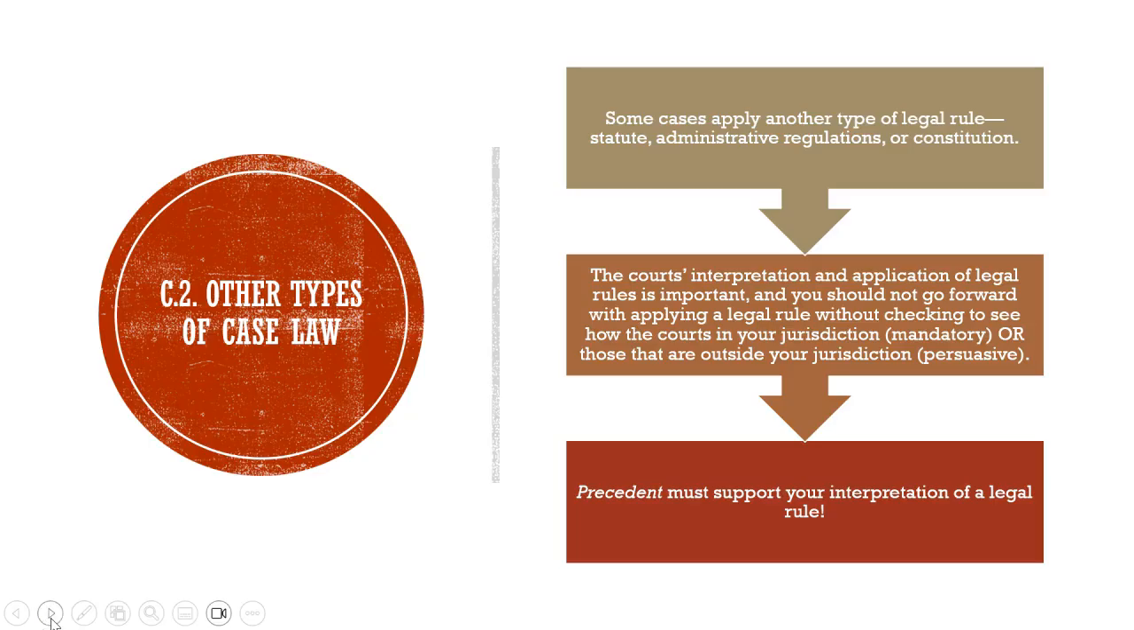Now, some cases apply another type of legal rule: a statute, administrative regulations, or a constitution. And the court's interpretation and application of legal rules is important, and you shouldn't go forward with applying a legal rule without checking to see how the courts in your jurisdiction, for mandatory authority, or those outside your jurisdiction, for persuasive authority, have treated it. So precedent has to support your interpretation of a legal rule. That's what we're using it for. Remember the three types of cases.